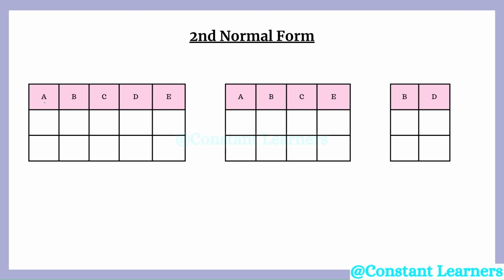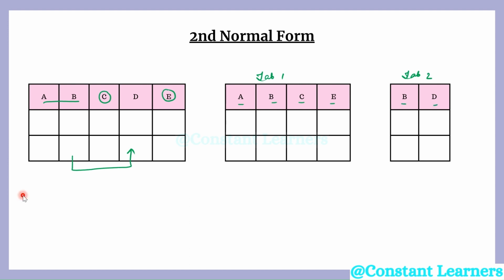So this was our table wherein AB was the candidate key. Together they were determining C and E, right? So we have created another table, let's say table 1, that has attributes A, B, C and E, right? And then there was partial dependency between B and D, right? So we've created another table, that is table 2, wherein we have only the two attributes B and D.